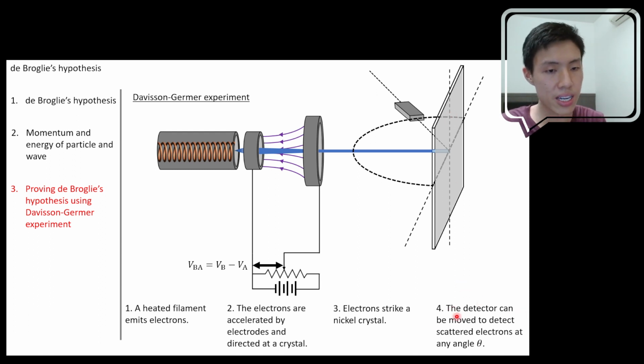So this detector can be moved to detect the scattered electrons at any angle theta. So we can label this as angle theta. If you place your detector right in front over here, that is angle 0. And if you push it to be tangential to the plane over here, to the nickel crystal, that is 90 degrees. So normal over here is 0 degrees, here will be 90 degrees.